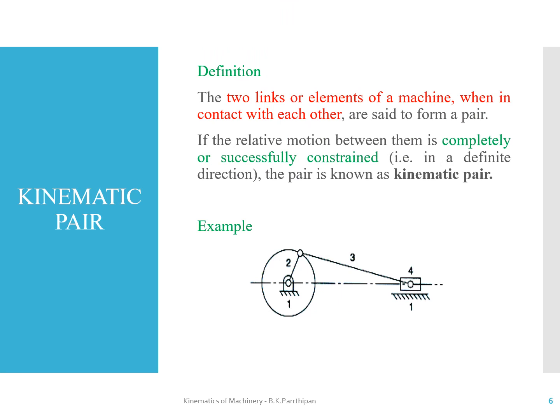kinematic pair. Kinematic pair is defined as follows: two links or elements of a machine are connected with each other. If the relative motion between them is completely or successfully constrained, then the pair is known as a kinematic pair. Let us consider an example. This is a constructional view of a slider crank mechanism.